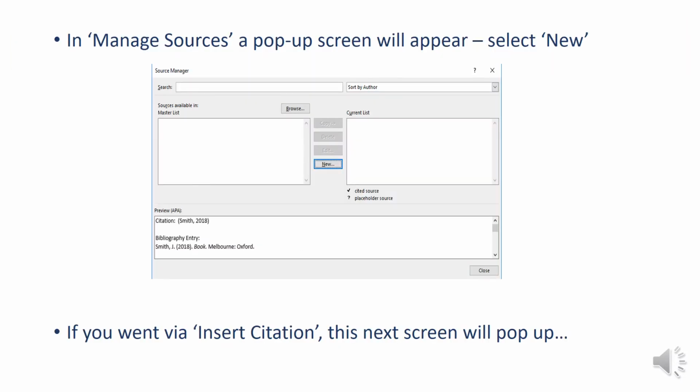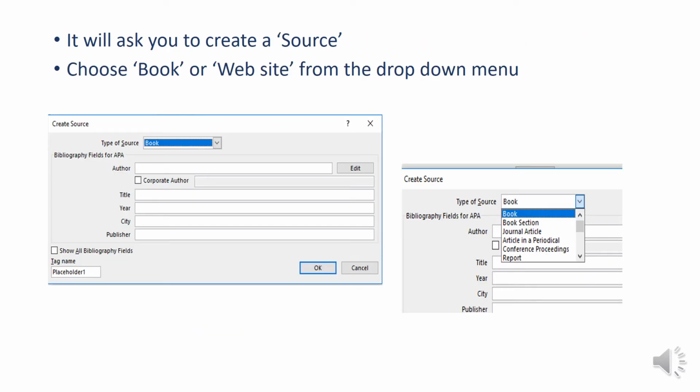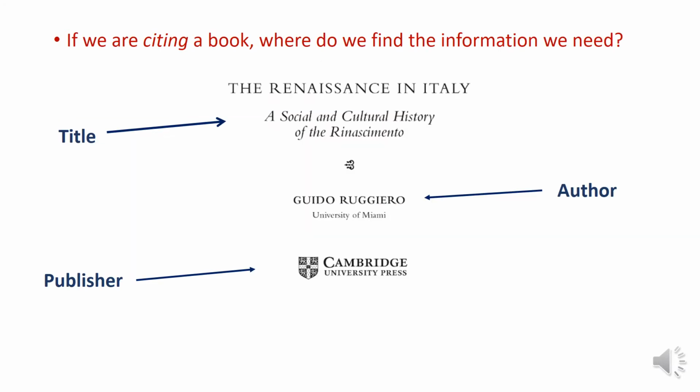A pop-up screen will appear for those of you who are doing managed sources. So what I want you to do is select new. If you didn't use managed sources and you used insert citation, this screen's going to pop up for you. You'll see that there's a drop down where it says type of source. So what you're going to do is select the type of source you're using, and most likely it'll be a book or a website. Occasionally you might be using a journal article, but right now we're going to look at book. You then click OK, and you go to your book.